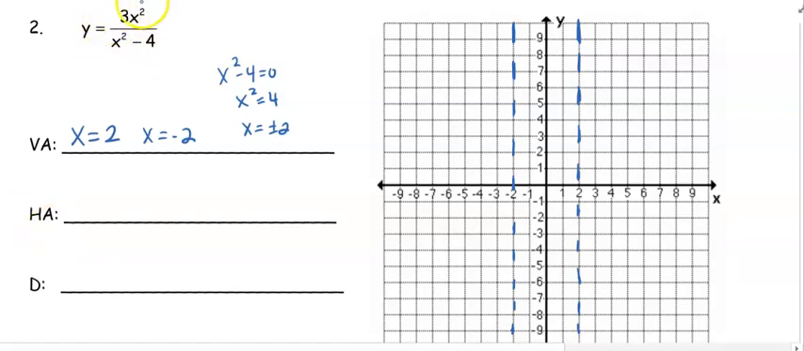I see that I have the same degree top and bottom. So I'm going to divide the leading coefficients. That is where you have the 3x squared over the 1x squared. So it's 3 divided by 1. My horizontal asymptote is at y equals 3. I put that.